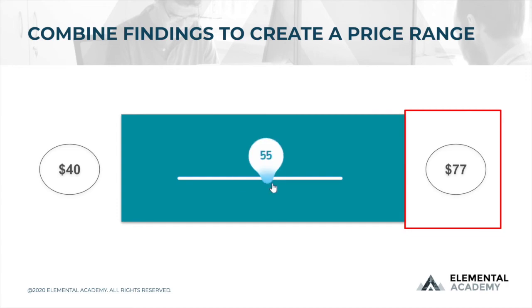Again, given that our price range should be between $40 and $77, if we wanted to apply a premium pricing strategy, we would price our MVP at around $77, so at the high end of the spectrum.